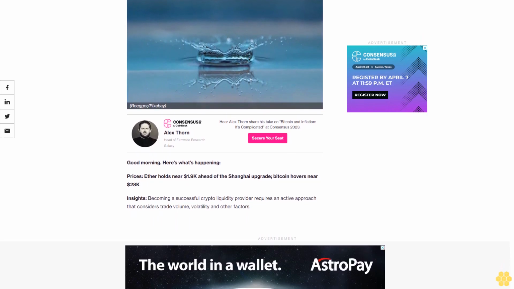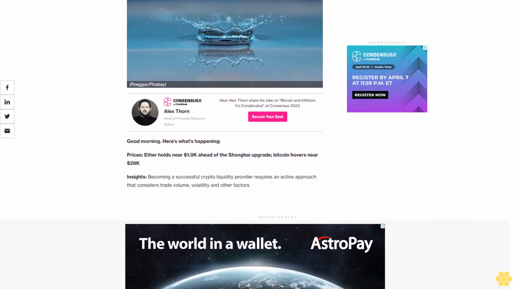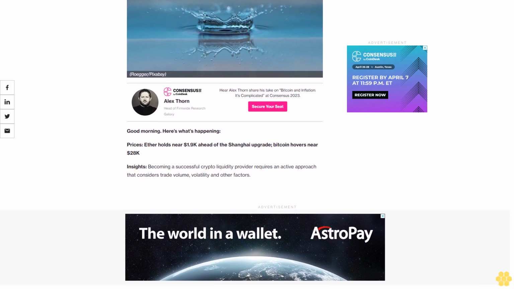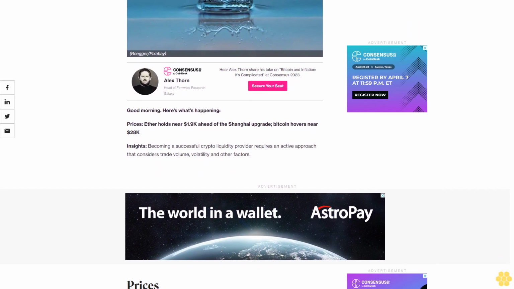Prices: Ether holds near $1.9K ahead of the Shanghai upgrade. Bitcoin hovers near $28K. Insights: Becoming a successful crypto liquidity provider requires an active approach that considers trade volume, volatility, and other factors.